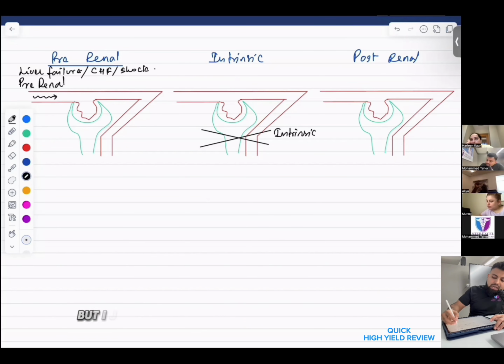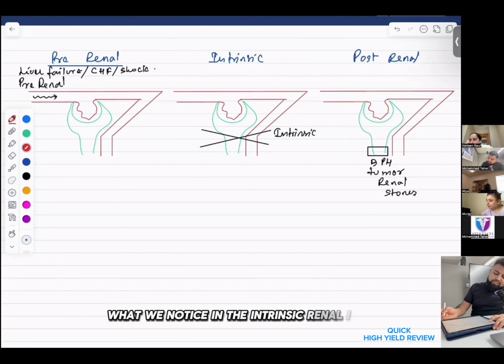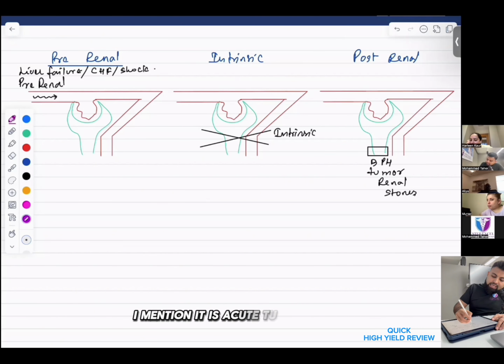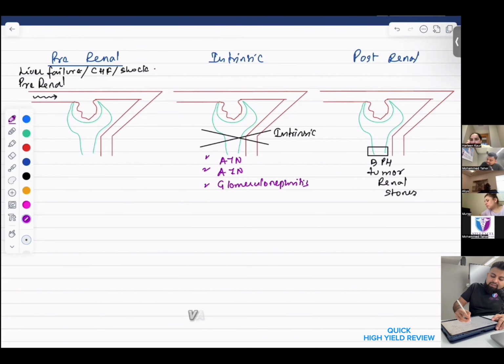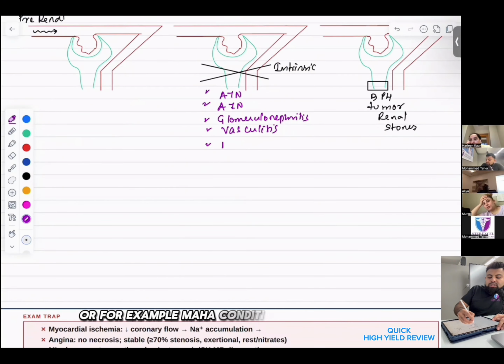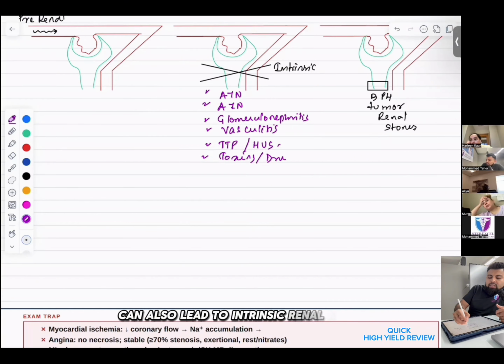CHF patients, right? Patients who are having shock, hypovolemic shock, and so on. That is prerenal. I just mentioned the post-renal azotemia, which could be associated with BPH, tumors, and renal stones. What we notice in intrinsic renal azotemia is that it is associated with acute tubular necrosis, acute interstitial nephritis, glomerulonephritis, conditions associated with vasculitis disorders, MAHA conditions like TTP and HUS, that is thrombotic thrombocytopenic purpura and hemolytic uremic syndrome. Various different toxins and drugs can also lead to intrinsic renal azotemia.